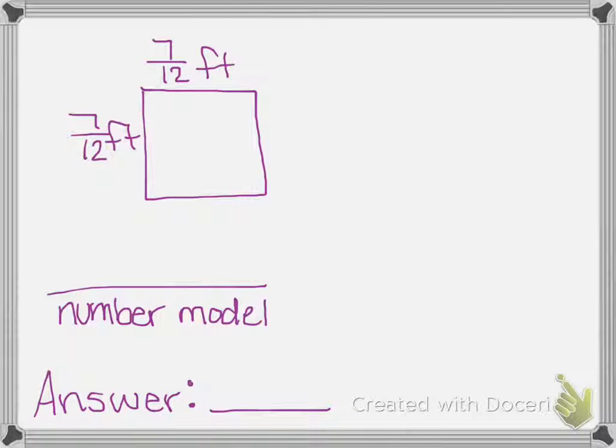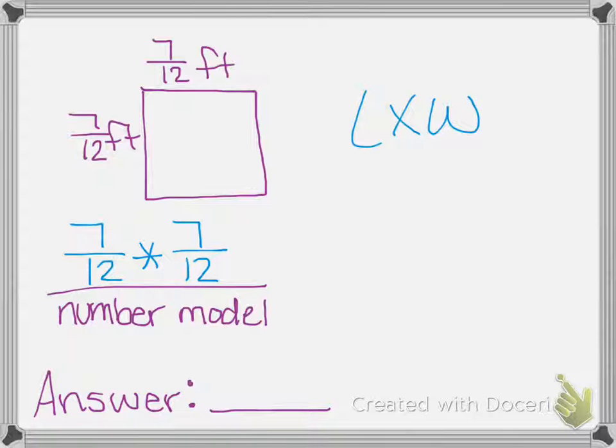Number 3 says Bridget is working on a quilt with squares of fabric measuring 7/12 feet on each side. What is the area of each square? So again, it's a square, so I know the length and the width are the same, and it's 7/12 by 7/12. So my number model to find the area, since area is length times width, is 7/12 times 7/12. And we'll say equals A for area.